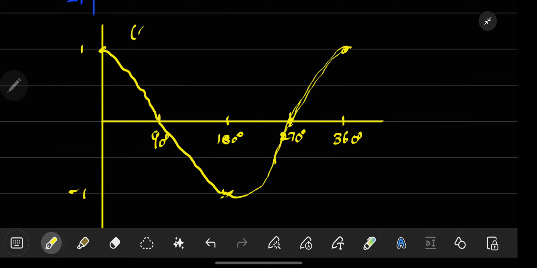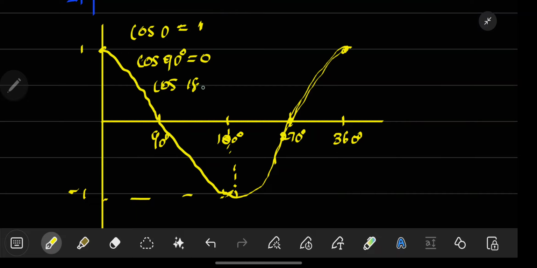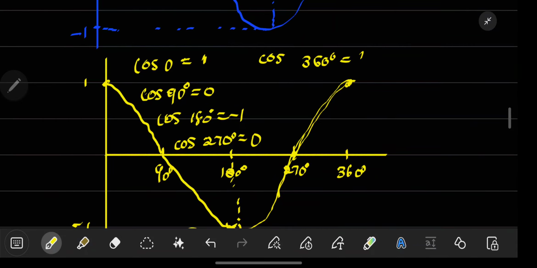So meaning that if they say cosine 0 degrees, it is equal to how much? 0 is here. It's 1. Right? And cosine 90 is how much? 0. And then cosine 180 is this one here, -1. Cosine 180 degrees, it is -1. And then what about cosine 270? 0. Cosine 270 degrees, it is 0. And cosine 360? 1.